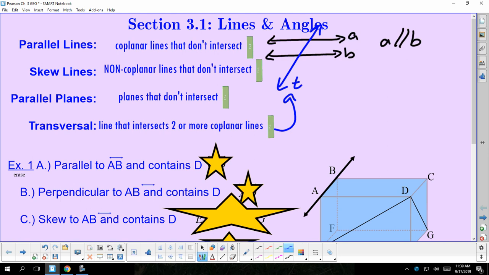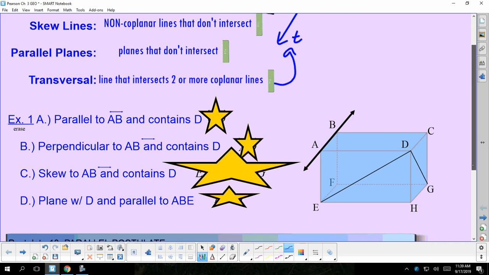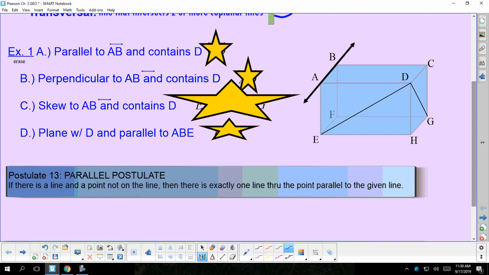All right, so what I'd like you to do is try example 1. See if you can find each of the following situations in regards to that figure on the right. I'll give you a few minutes for that. Let's see how we did.